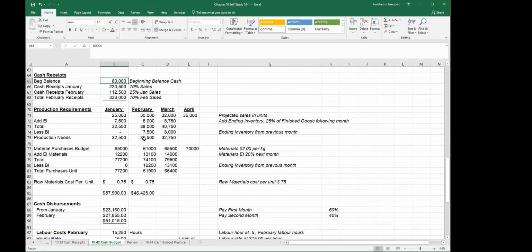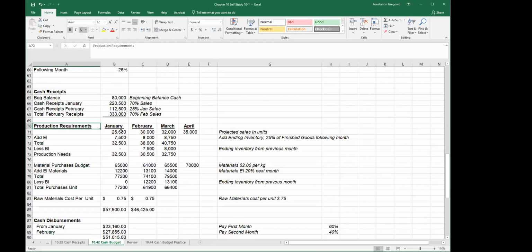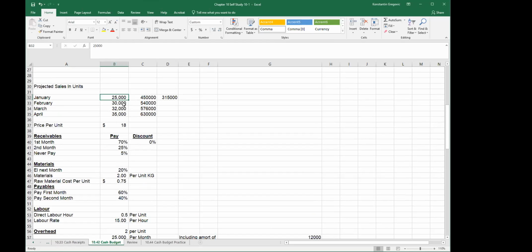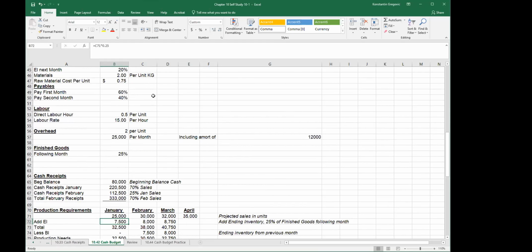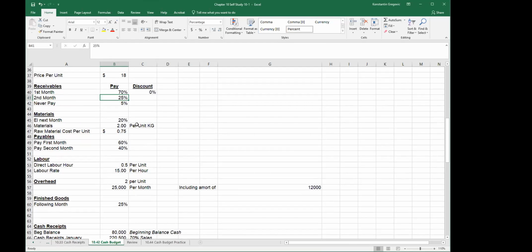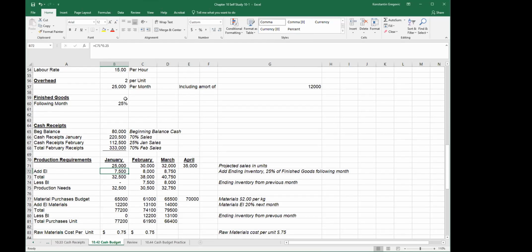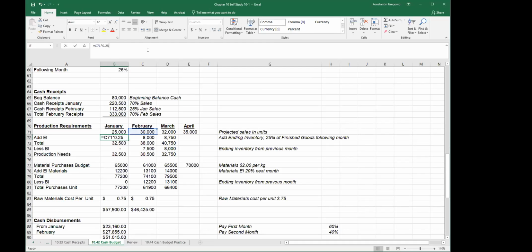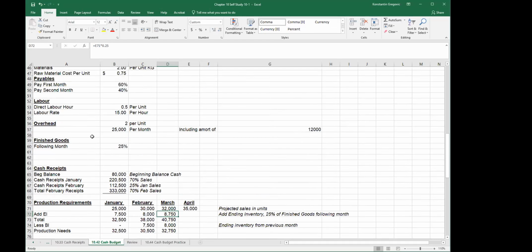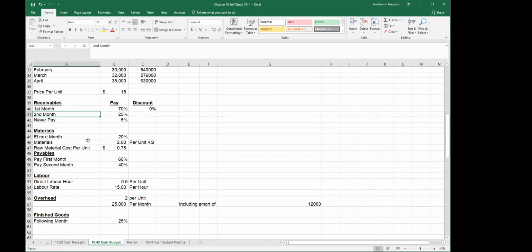So I'll let you go through those cash receipts, but now you have to do the production requirements. So this is where we grab the units here: 25,000, 30,000, 32,000, 35,000. This is your production. So you grab your units. What does it say about inventories? 25% the second month. So you have to grab the following month. It's 25% the following month. Second month is 25%. First month is 70%. 25% there, 25% there, 25% there. So your ending inventory is the, sorry, that's the receivables.